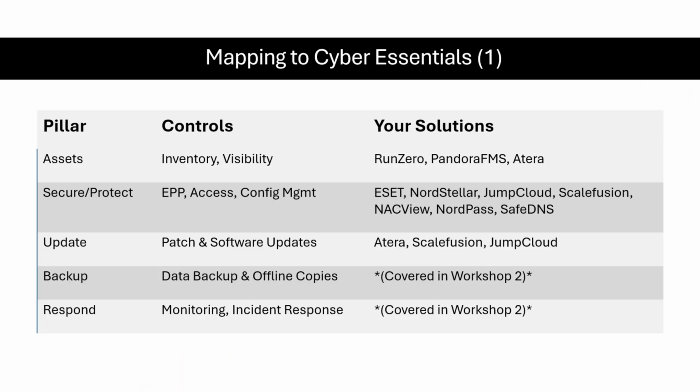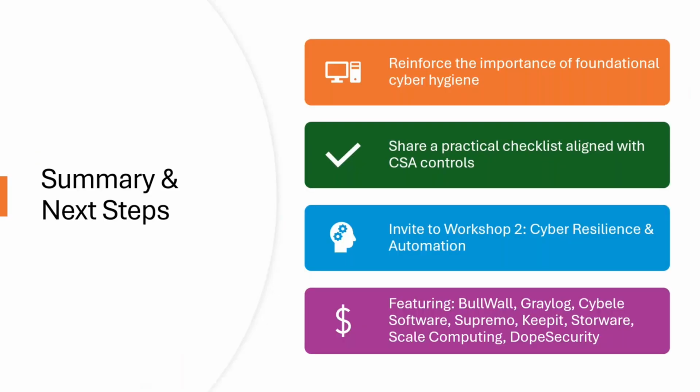Third is about updates. So you can make use of Atera, JumpCloud, and ScaleFusion to help you with patching and updating your software. For backup and response, please wait for workshop 2. But it's very simple. You have to do the data backup, make sure you have offsite copies, and for the response, you need live monitoring to know that something happened, and then you have an incident response plan. Then you can execute based on those different kinds of attack. So that's the final summary.